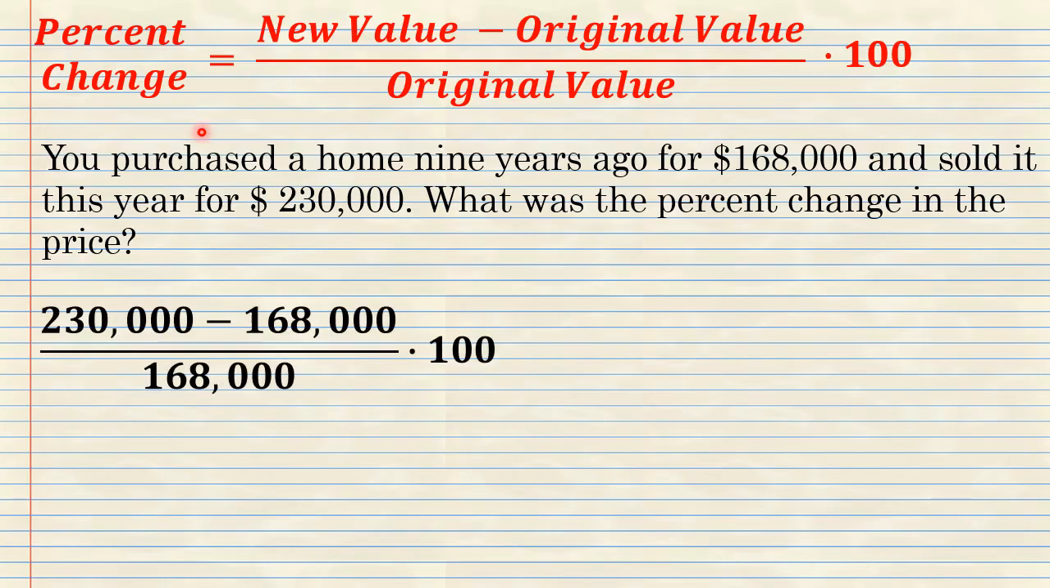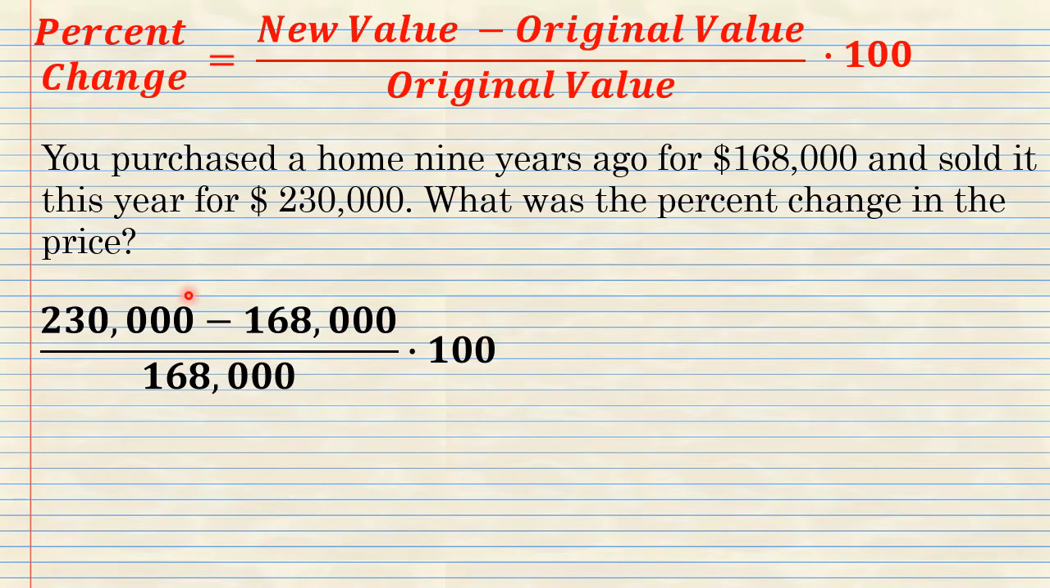So the formula says we're going to take the new value or the current value of the item, in this case the home, which is $230,000, and subtract from that the original value of the home, which was $168,000. We'll divide that by its original value, $168,000, and then to have our result be an actual percentage, we'll multiply by 100 at the end.